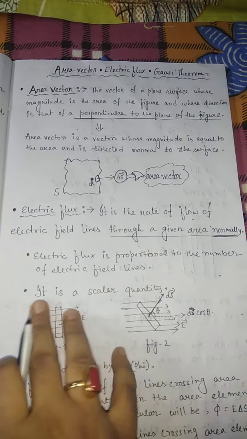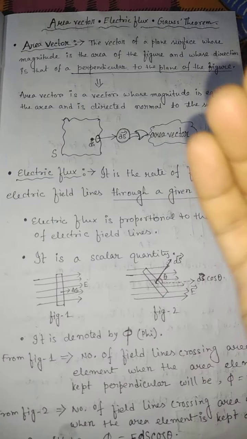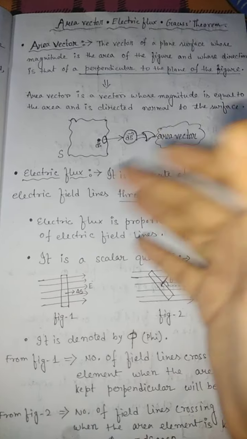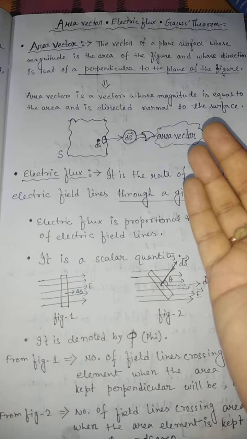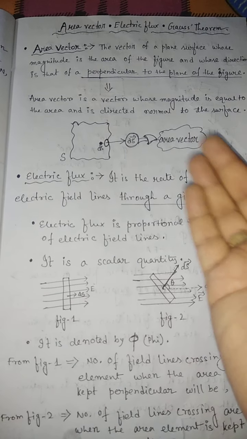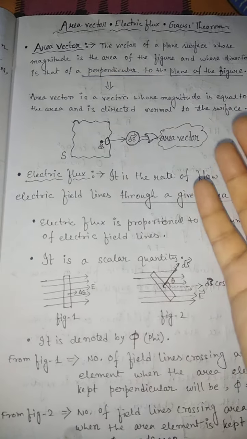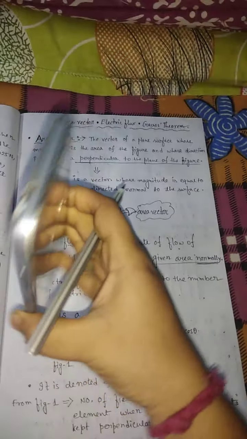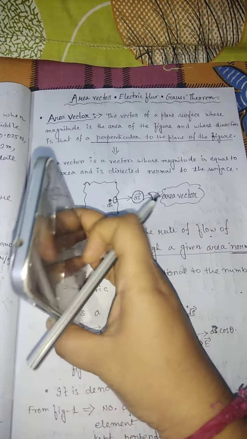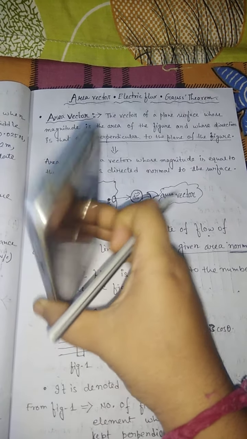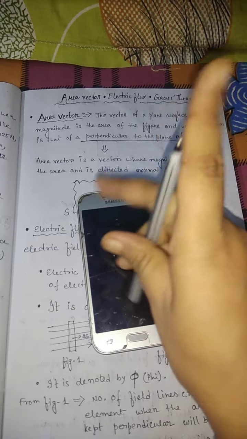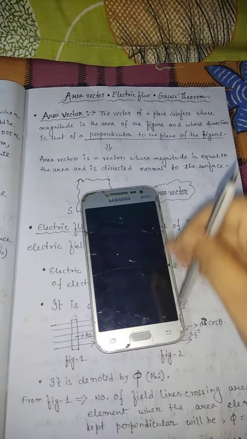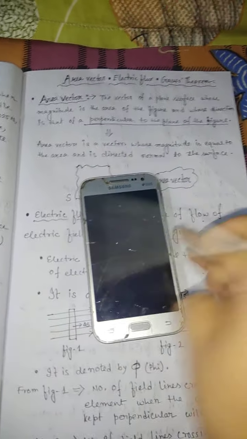Now the area vector depends upon the position of the surface S, the position of a plane surface or any surface area. If we place it this way, this direction is the perpendicular. If we place it this other way, this is the perpendicular direction, that means the direction of the area vector of the surface of this mobile.